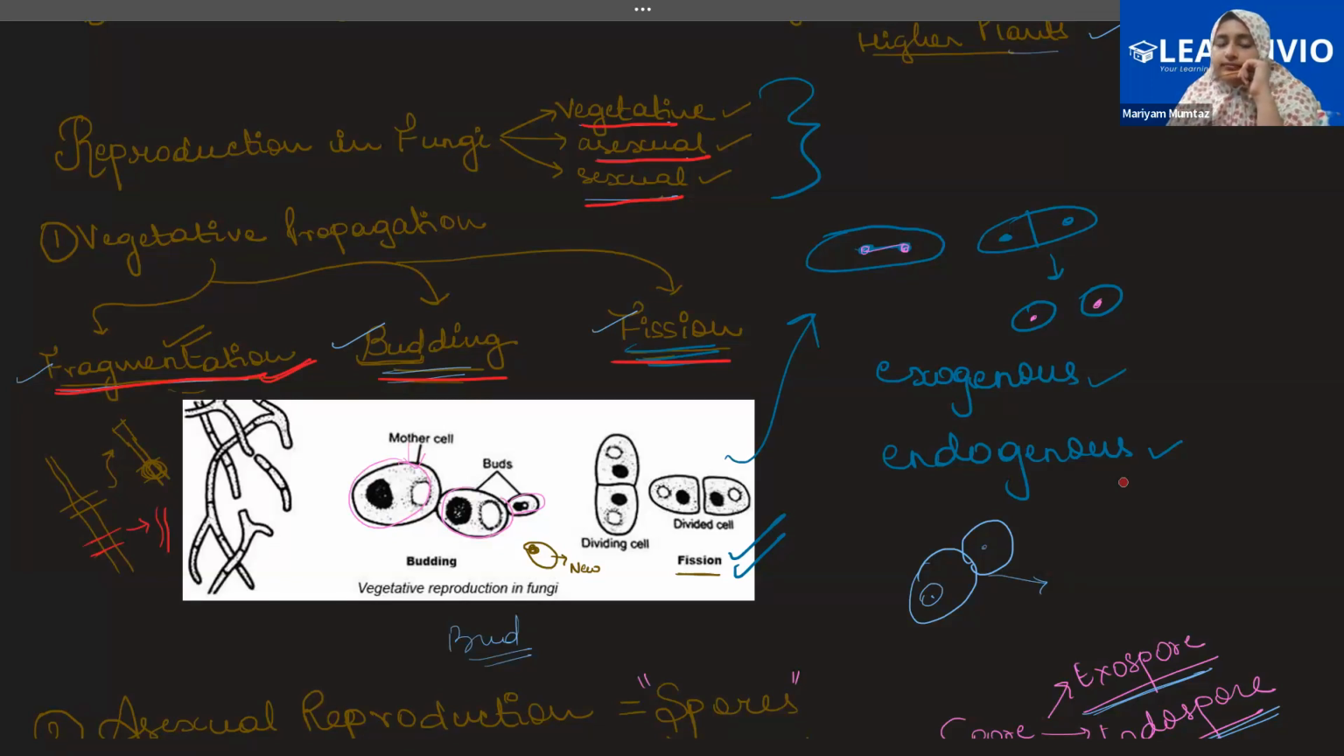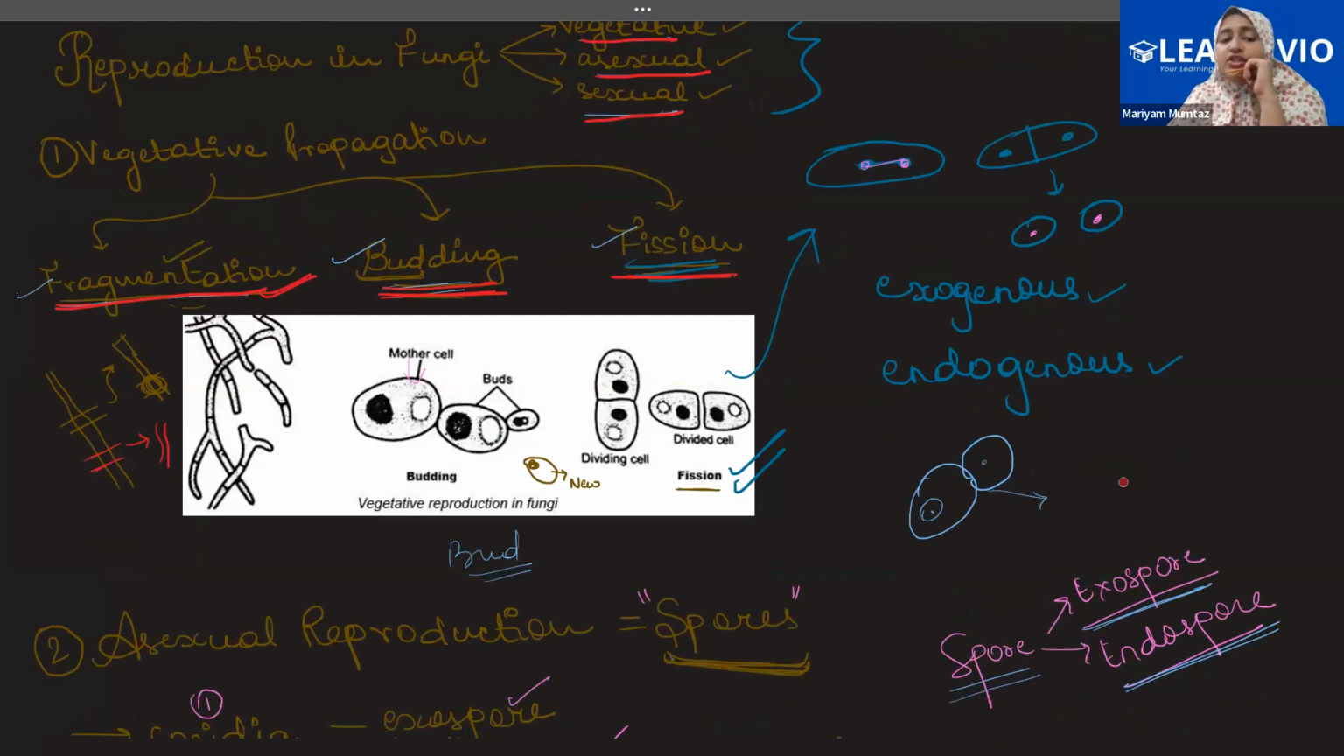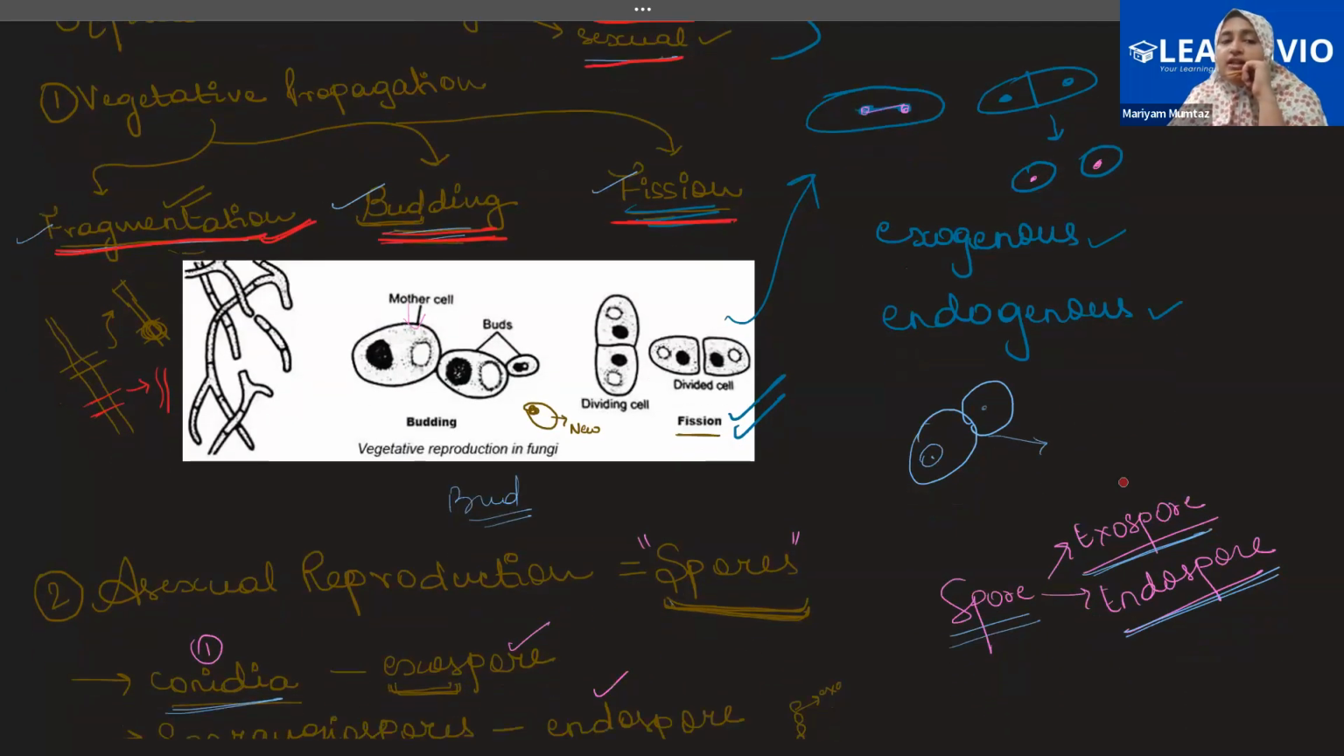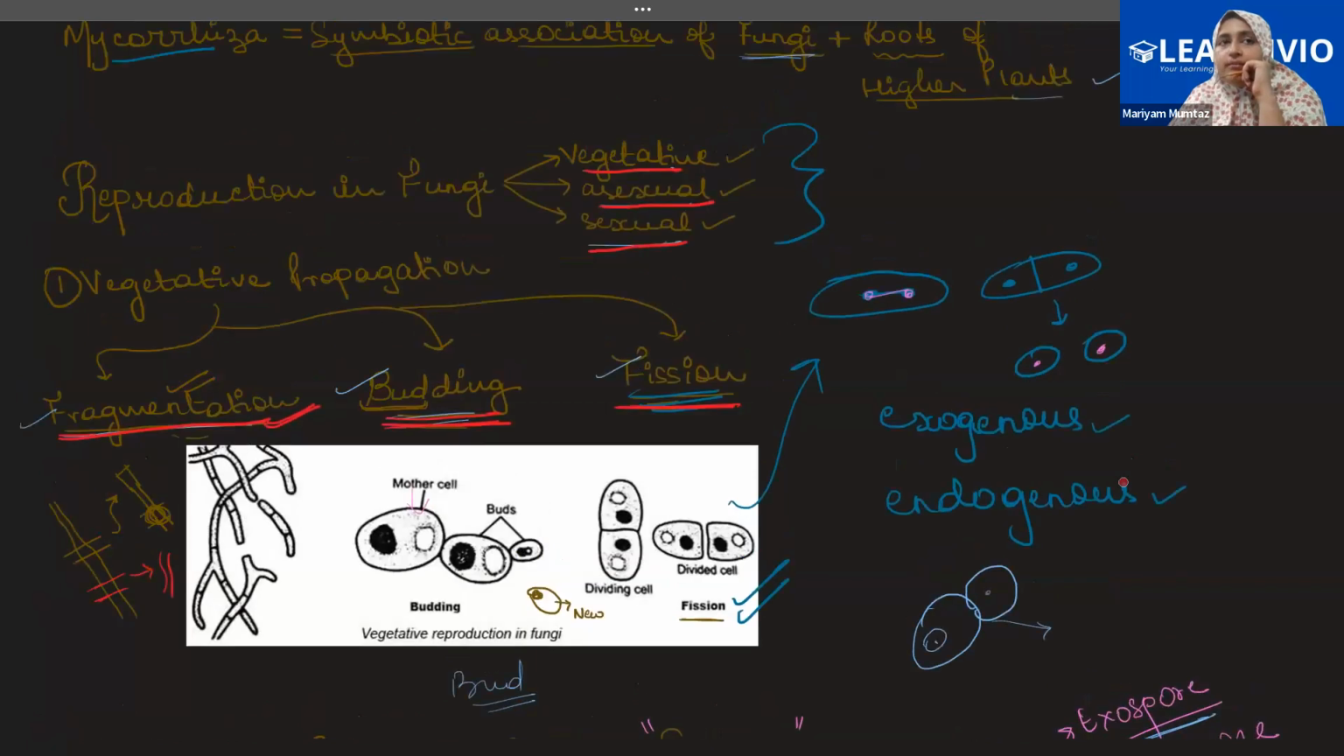Yes, ma'am. Now, then there is budding. Budding is an outgrowth that grows on the body, and each of those buds detaches and grows into a new organism. Lastly, fission. We have already discussed fission, wherein first the nucleus, the genetic material, will divide and then the cell will divide. So, these are the three ways by which vegetative propagation takes place in the case of fungus.